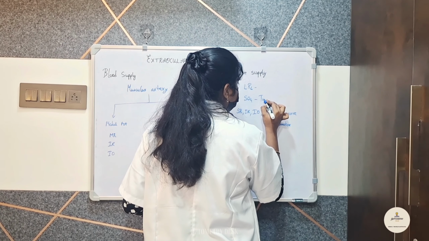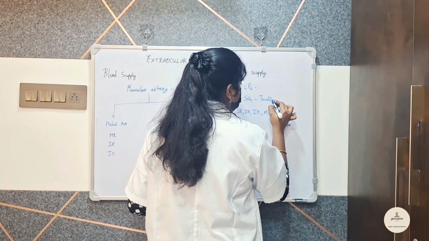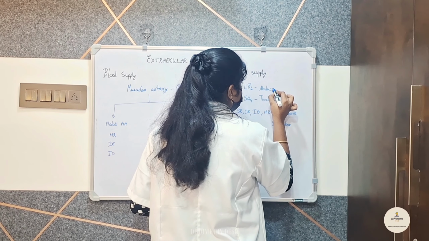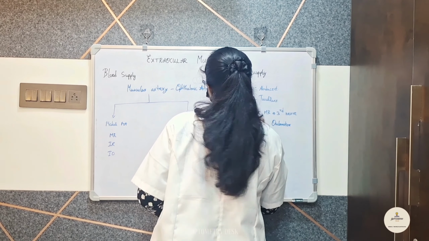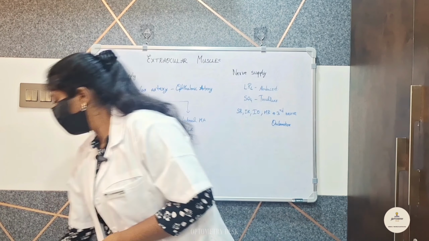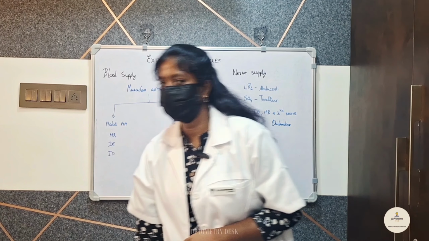This is the trochlear nerve, and this one is the abducens nerve. So this is all about the blood supply and nerve supply of our extraocular muscles. It is a brief anatomy which I have covered here.